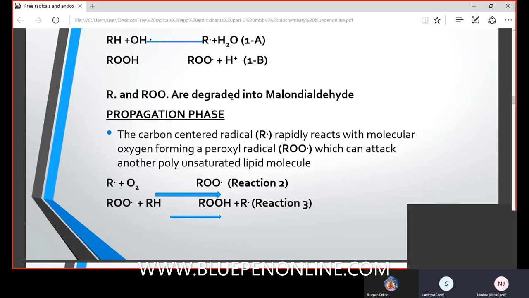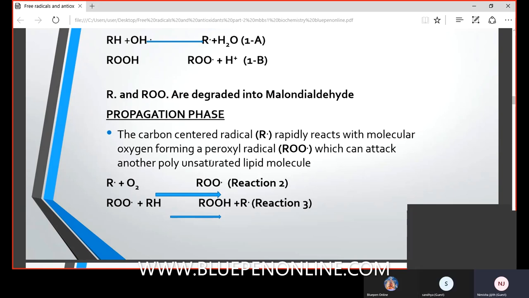The carbon-centered free radical and peroxyl radical are degraded into a special compound. That compound is known as? You can read from the slide. They are degraded into malondialdehyde, MDA. That word is important. It is used for the assessment in our laboratory. It is not malonaldehyde, it is malondialdehyde.